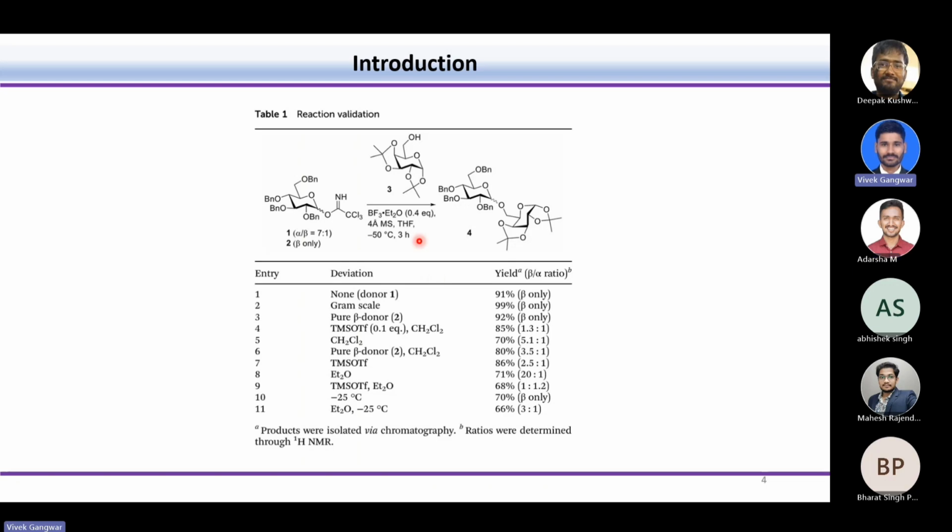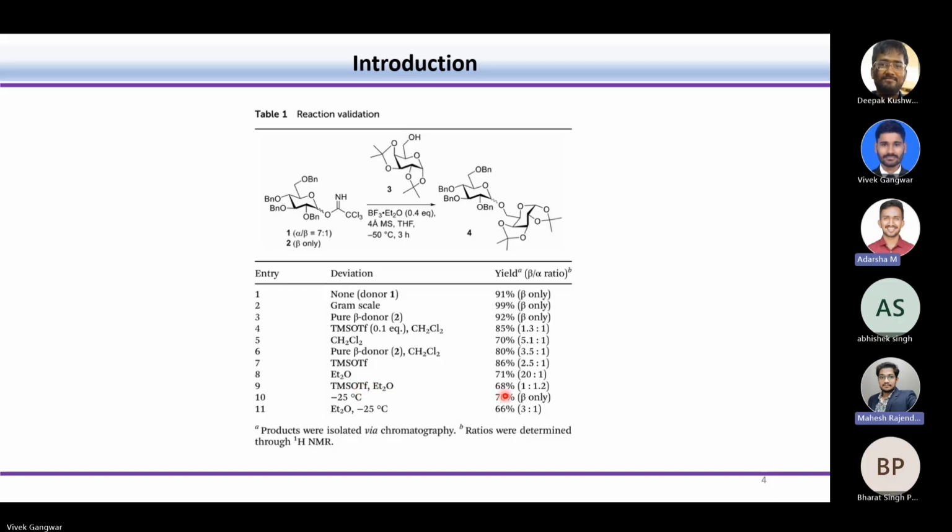They are saying that with BF3, this is making a BF3 adduct, with the BF3 anion being closer. This closer anion means they are giving this selectivity. But in the case of TMSOTf or triflate, they may not make the adduct and come near to each other.